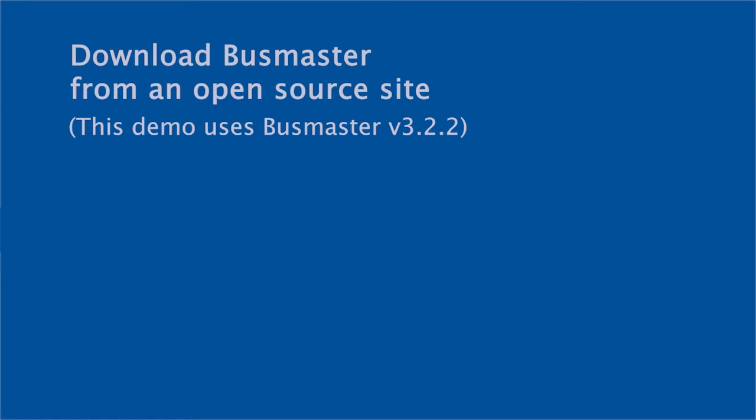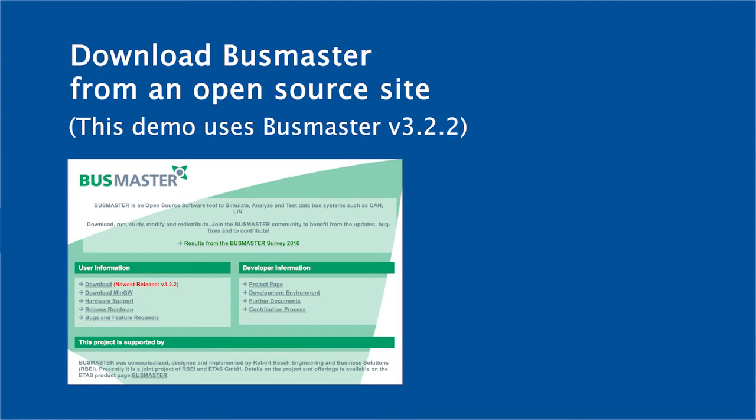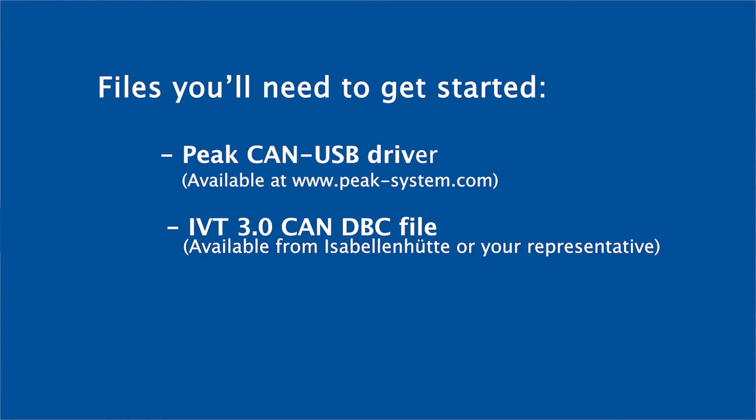For this chapter, we will need to have Bussmaster installed on your machine. We're using version 3.2.2, but any other recent version or successor version should do the job as well. And you have to have installed the Peak CAN to USB drivers in case you're using the Peak CAN to USB transceiver to connect your IVT 3.0 B-sample to your computer. Also, we will need the IVT 3.0 CAN DBC file that can be obtained from your local Isabellenhütte representative or one of our partners.